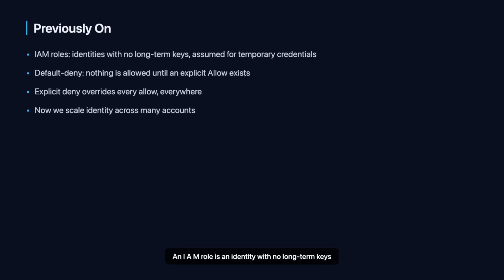An IAM role is an identity with no long-term keys. You assume it to get temporary credentials. Everything is denied by default, so nothing is allowed until an explicit allow says so. And one explicit deny overrides every allow everywhere. Hold on to those three ideas, because now we're taking identity and stretching it across many accounts at once.